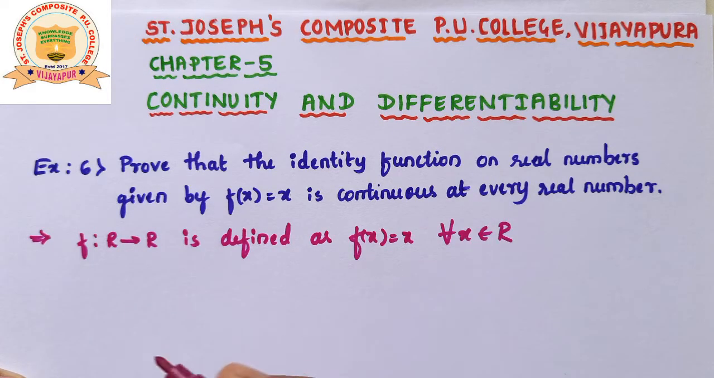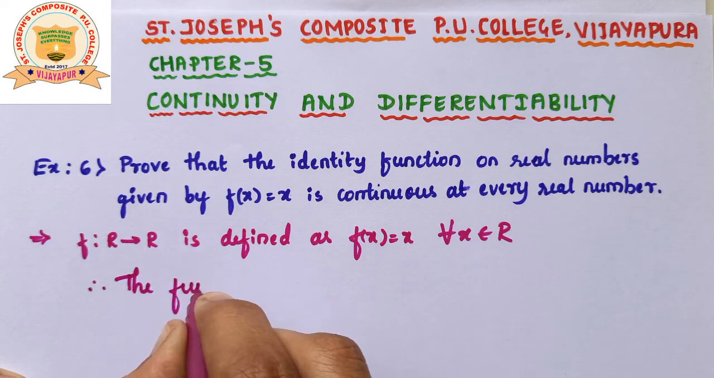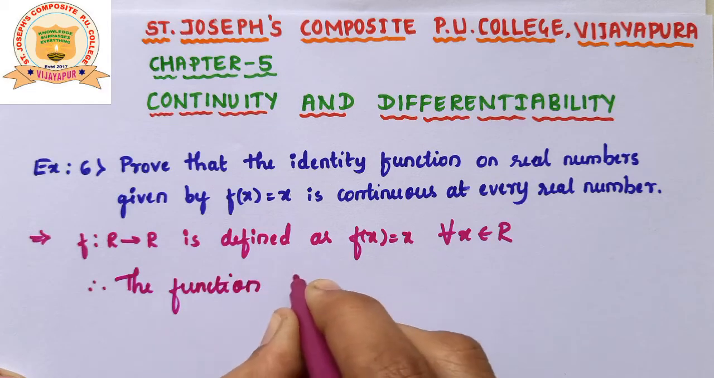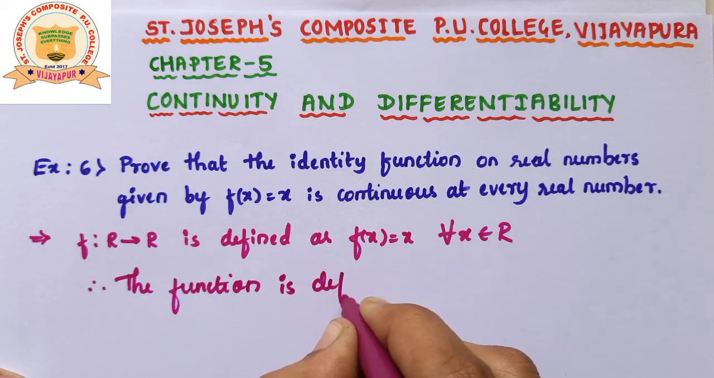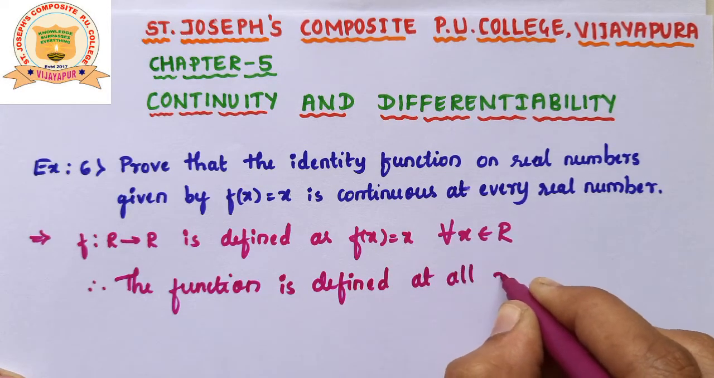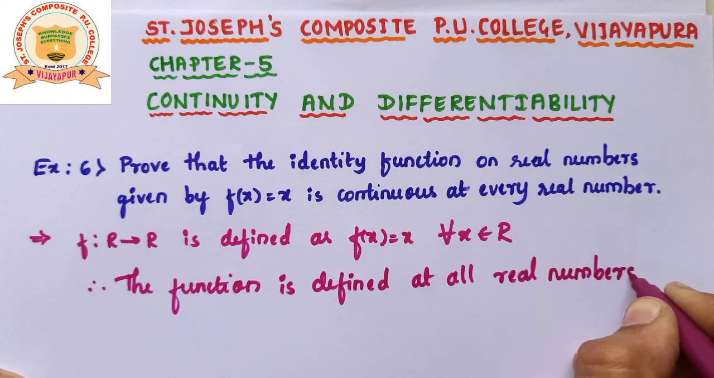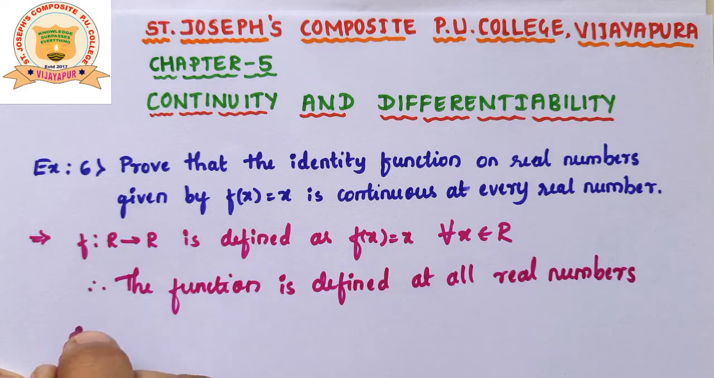First of all, what we have to do? Whether the function is defined for all the real numbers or not, that we have to check. Yes, it is defined for all the real numbers. Therefore, we will write that the function is defined at all real numbers. Then we will take one number in the set of real numbers. Let c be any point in the real number system.